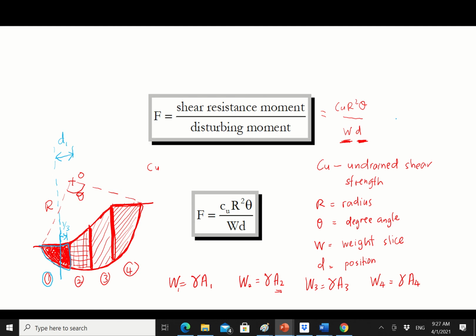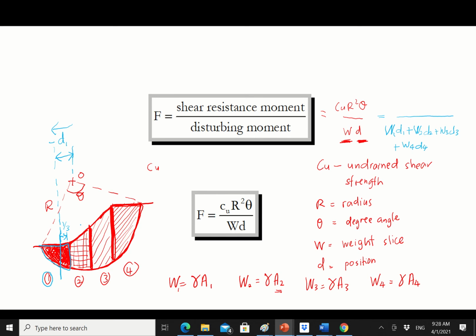So for WD, to elaborate the equation, you must calculate W1 multiplied by D1, W2 multiplied by D2, W3 multiplied by D3, and W4 multiplied by D4. That is the reason why we need to draw this blue line, just to show where the position of D is for each slice. Another important piece of information: if you have your centroid line here and your D is to the left, this value will be negative D1.